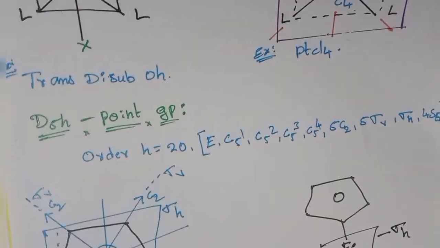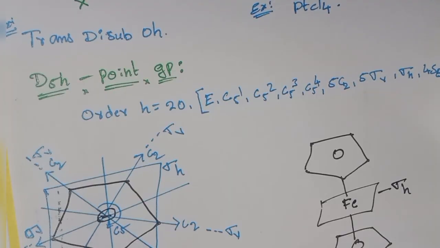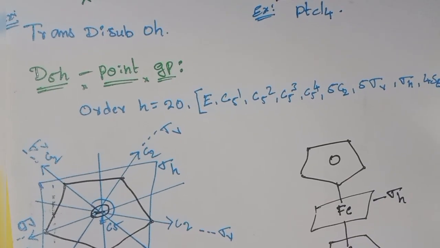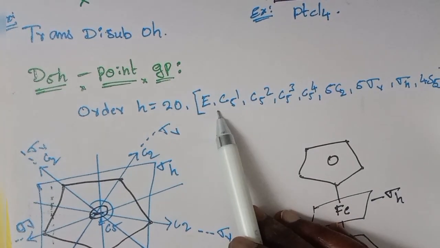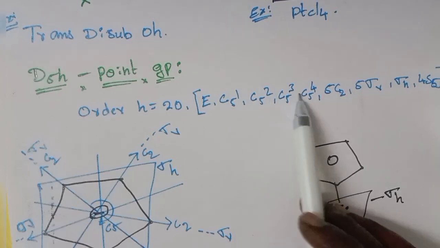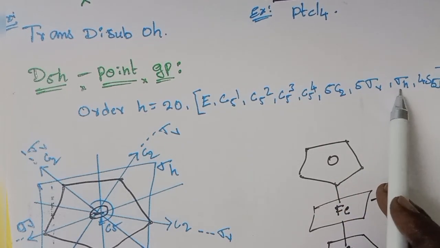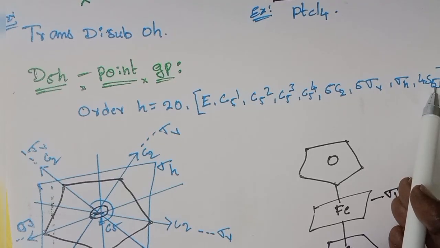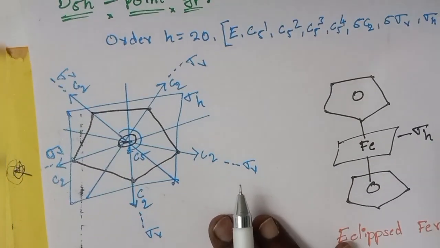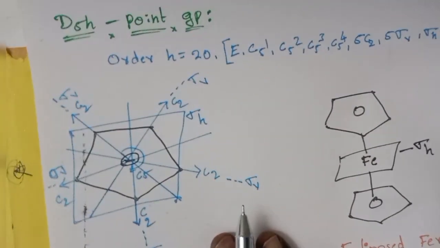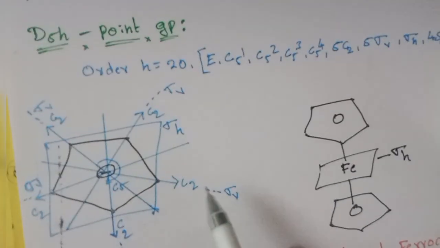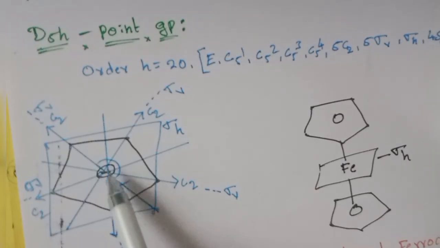Next, D5h point group. For D5h point group, order is 20 and E, 4 C5s, 5 C2s, 5 sigma v, sigma h and the remaining 4 S5 will be present. So the example is the cyclopentadienyl anion, right? So like this, the cyclopentane has 5 corners, right?